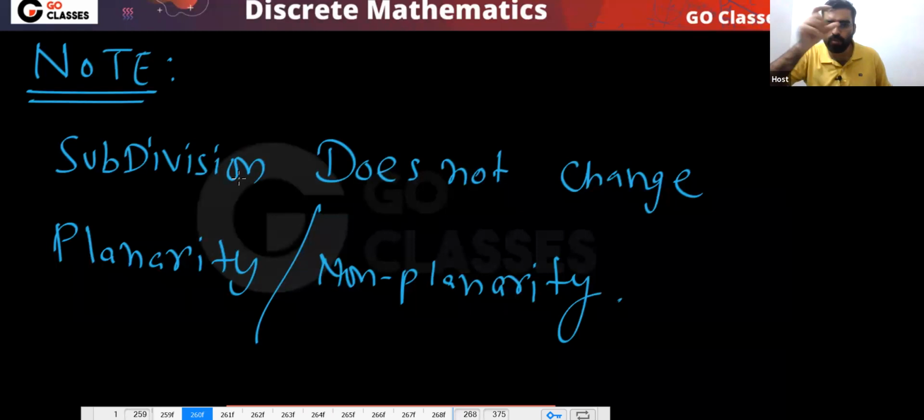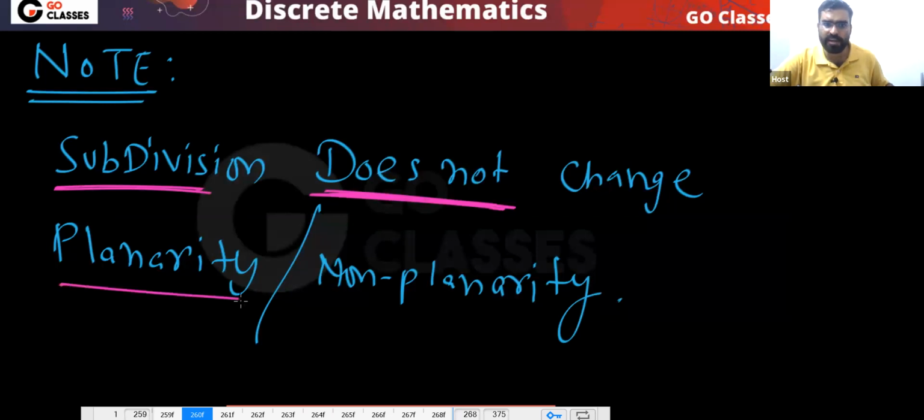The next concept, homeomorphic. Did you understand? Two graphs are homeomorphic if some subdivision of this and some subdivision of that are isomorphic. Then that is your homeomorphic. Now this is a very simple point: subdivision does not change planarity or non-planarity.